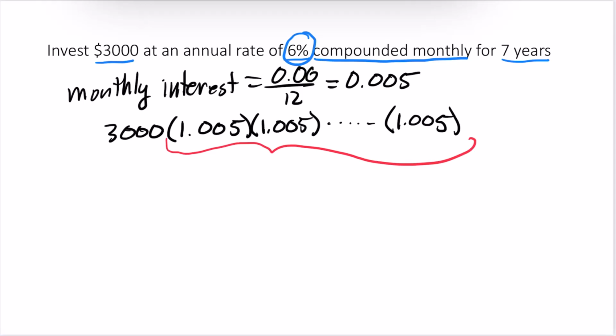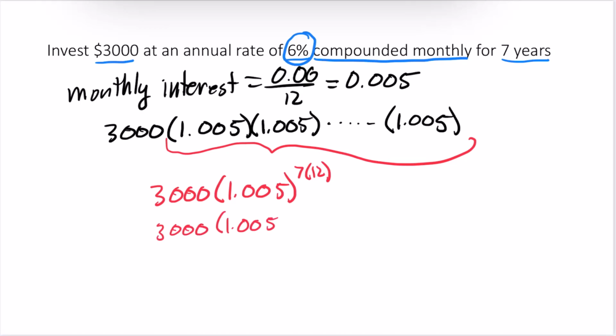And if we were doing this every month for 7 years, we could rewrite this as 3,000 times 1.005 raised to 7 times 12. Because if we do it for 7 years and there's 12 months in a year, then 7 times 12 will tell us how many months we compounded this interest for. So if we calculate that out, we're going to get 3,000 times 1.005 raised to the 84, because 7 times 12 is 84. And then to do order of operations, we'll do our exponent.